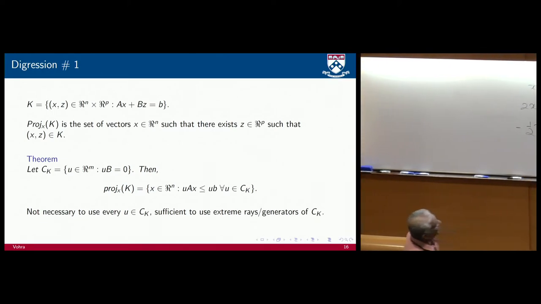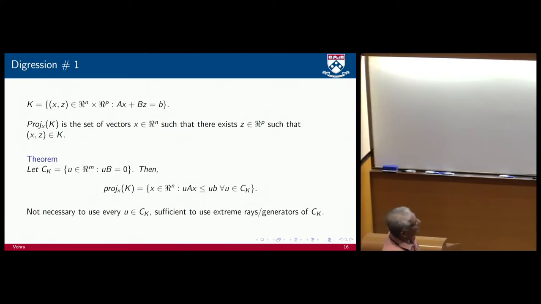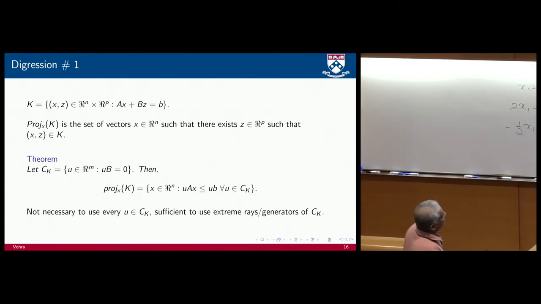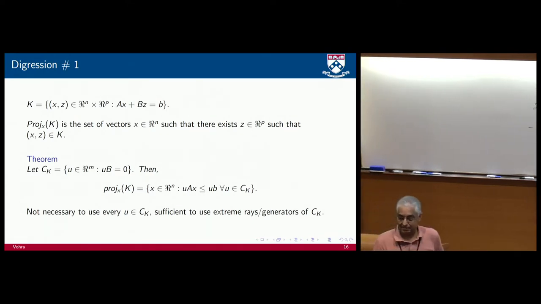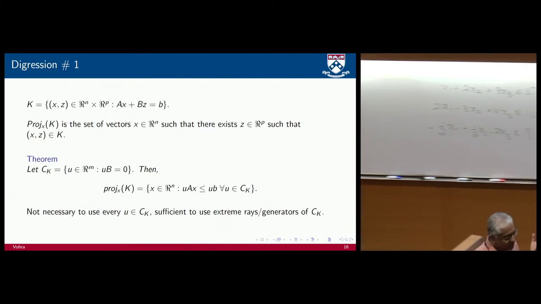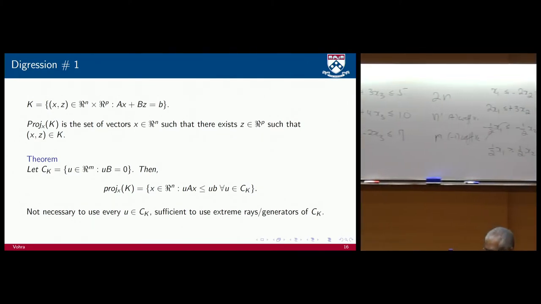But the takeaway here is that, at the end of the day, we're simply doing row operations to eliminate the B matrix when we do the projection. Now, is this theorem at all useful? The answer is maybe. Let me tell you how this theorem is useful in practice.